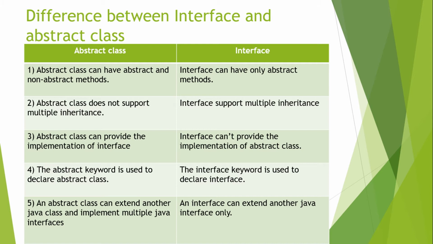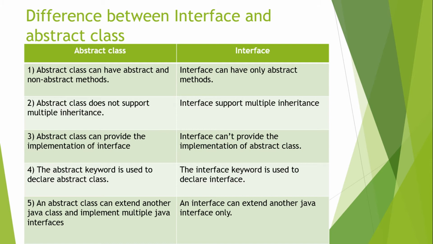The abstract keyword is used to declare an abstract class, but the interface keyword is used to declare an interface. That is the syntax, you can say. So the abstract keyword is used to declare an abstract class and interface is used to declare an interface.